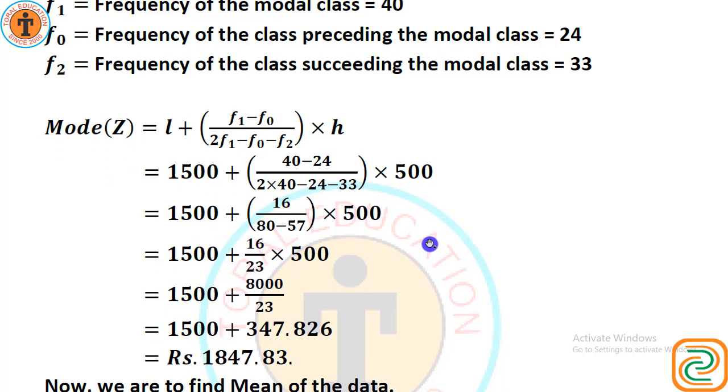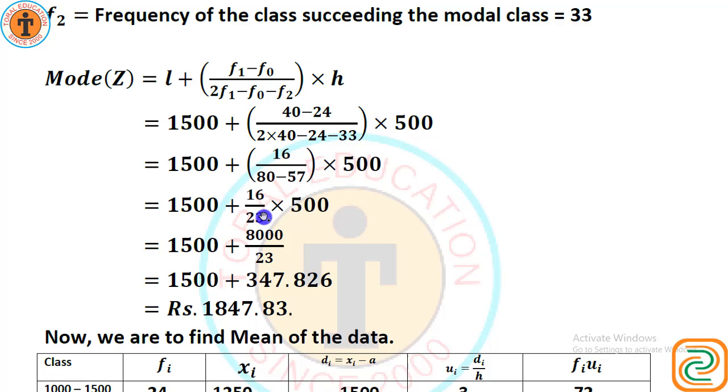Same formula and same system. Friends, if you practice, you will get it, definitely get it. Lower limit 1500, F1 40, F0 24 upon 2 into 40 minus 24 minus 33 into 500. If we simplify this equation, then we will get 1847.83. Try to simplify by yourself. This is my suggestion to you.